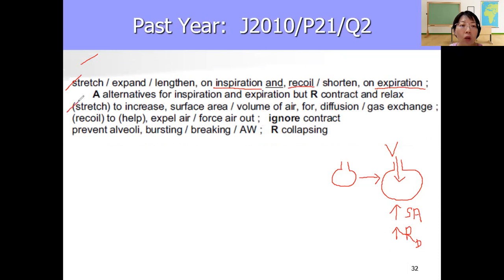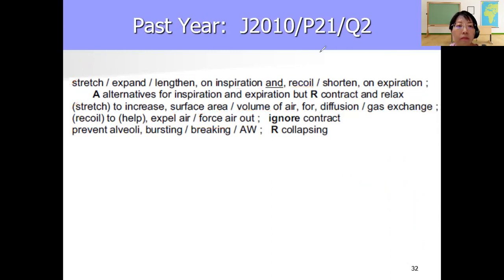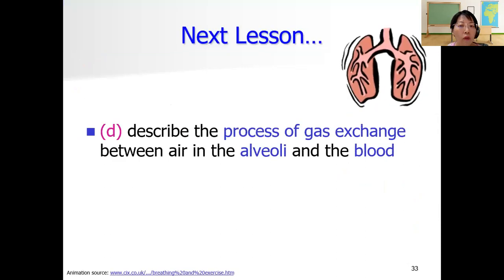Okay. So when the wall stretches, it will increase the surface area of the wall, or it will increase the volume of air that can go in. For what purpose? To increase the rate of diffusion or rate of gaseous exchange. Okay. So recoiling of elastic fiber will help to expel or force the air out during breathing out. And the stretching of the alveoli will prevent the alveoli from bursting when the gas goes into the alveolus. Just like a balloon, if you don't allow the wall to stretch, it will break. So that's all for today for the gaseous exchange part. Okay.